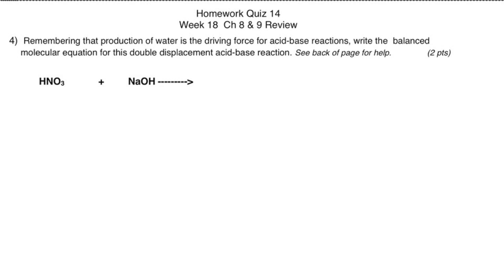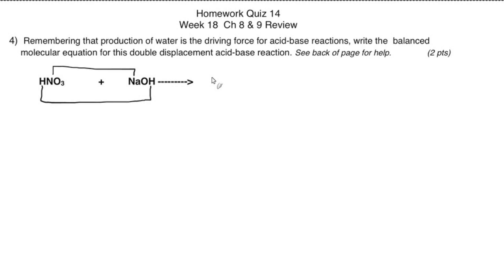Okay, question number 4 says, remembering that the production of water is the driving force for acid-base reactions, write the balanced molecular equation for this double displacement acid-base reaction. So basically it's saying you're going to produce water and something else. Double displacement, you're actually going to swap your cations and anions.